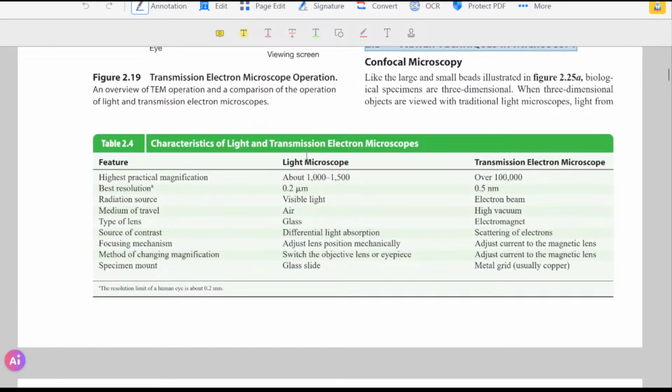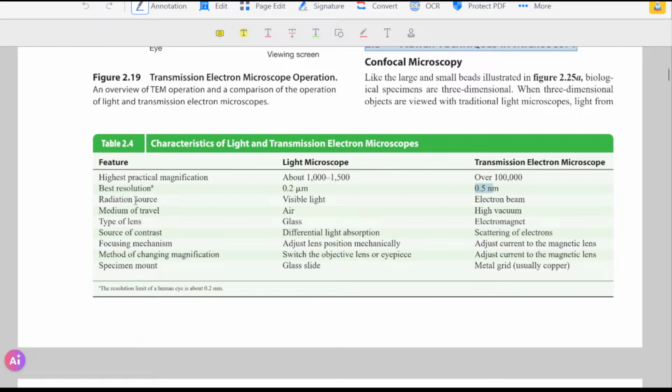Let's see the general characteristics of the light and transmission electron microscope. Highest practical magnification is only 1000 or 1500 times, while this one is 100,000 times. Best resolution is the smallest limit, like the limit of resolution is 0.2. You cannot see below this, while there it is in nanometers, 0.5 nanometer.